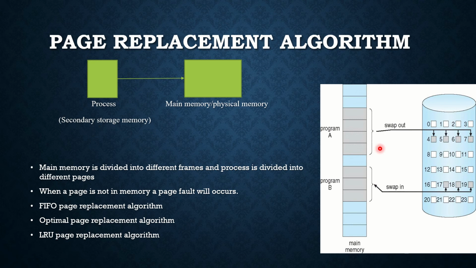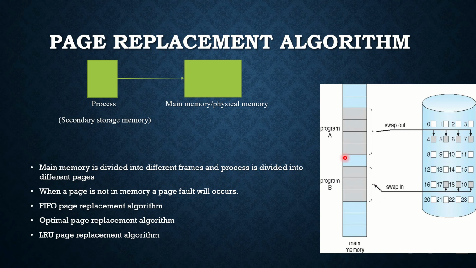In the last video, we discussed this figure. This is your main memory, and main memory is divided into different frames, and the process is divided into different pages. The process is actually in the secondary storage device, and we are considering that the process is in a logical address space. In that logical address space, each process is divided into different pages.